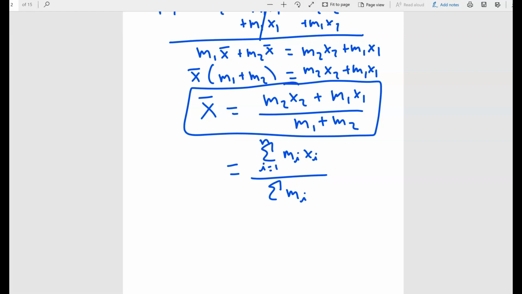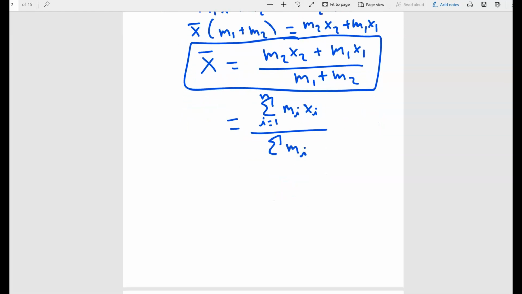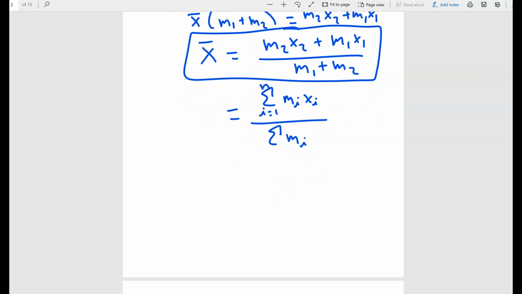Okay. Now, it has a fancy name, which is basically called the moment of the system about the origin. So you don't really need to know that, but you just need to be able to use this particular formula. So let's just go ahead and give you an example on how we use this.